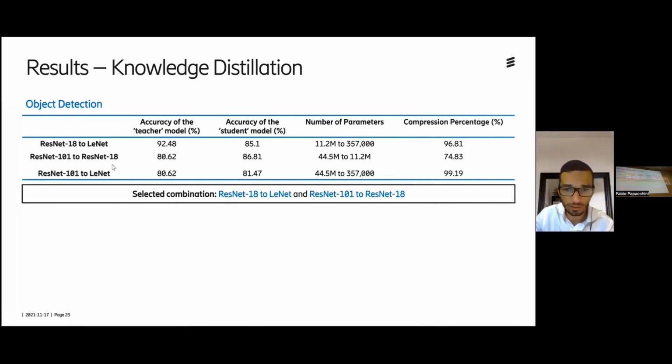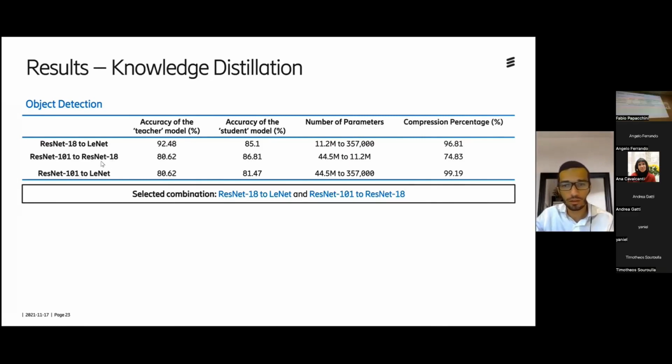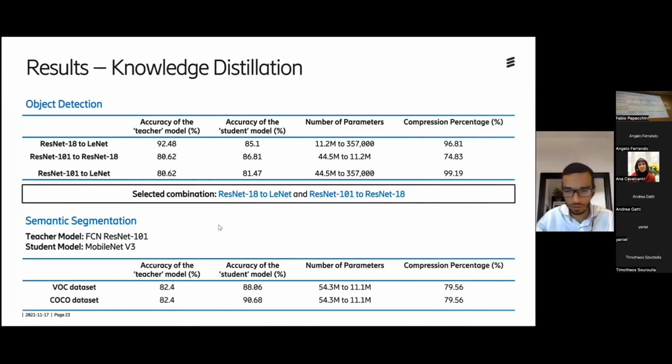And at this point, we selected the second and the third combination. The third because it achieved accuracy higher than 85%, and the second one because the compression percentage was significant enough to see the results by applying pruning afterwards, rather than having 90% compression and then applying pruning for 99.5%. So we decided to move on with these 2. And for the semantic segmentation, these were the results. For both datasets and this combination, the accuracy of the student model was higher than the teacher model, and we have a compression percentage of approximately 80%.